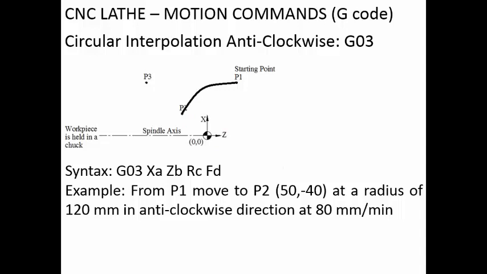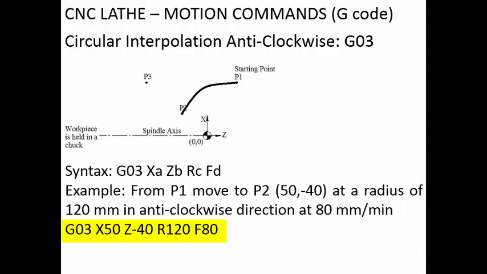So the code will be written as G03 X50. 50 is the X coordinate of the point P2. Z minus 40. Minus 40 here is the Z coordinate of point P2. Then R120. 120 is the radius at which the tool has to travel. Then F80. 80 is the feed rate in millimeter per minute. So G03, X50, Z minus 40, R120 and F80.